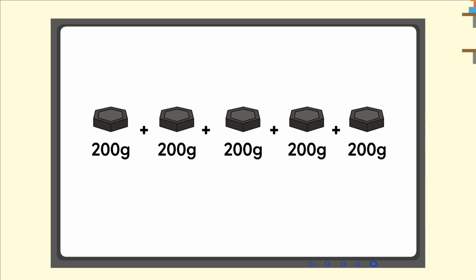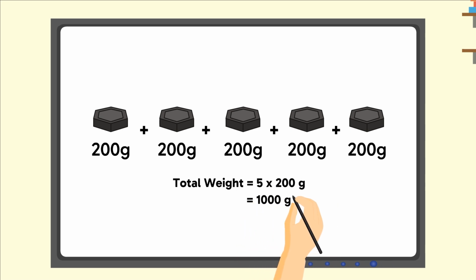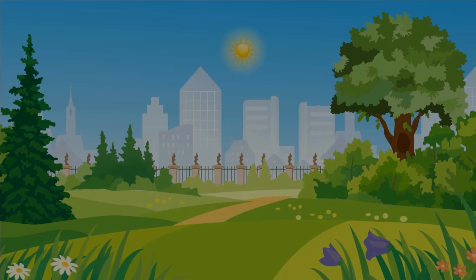These are 5 200-gram weights. The total weight is 5 into 200 grams is equal to 1,000 grams, which is 1 kilogram.